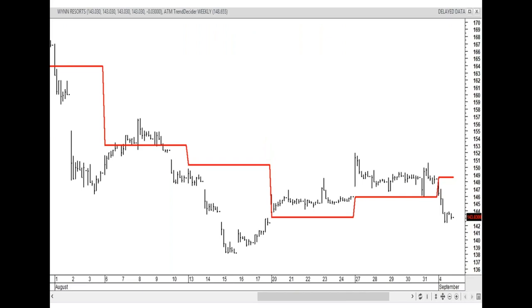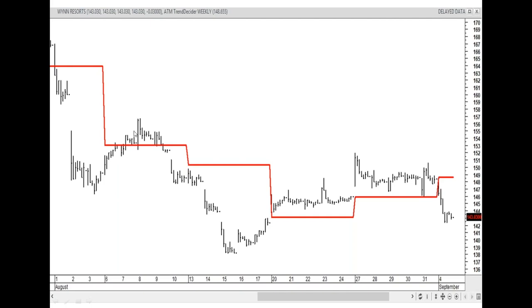But let's say I'm not a day trader, and quite honestly, I personally don't day trade a lot. I focus more on trading and holding through a couple of days. I find that a sweet spot for myself. I like the trend decider weekly level. So this is a chart of Wynn. And you can see the weekly level broke on Wynn at 164, 163. And we had that crack.